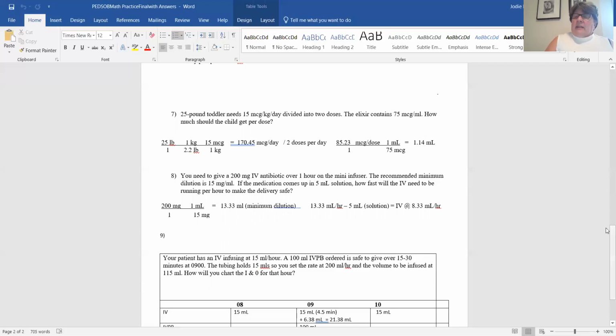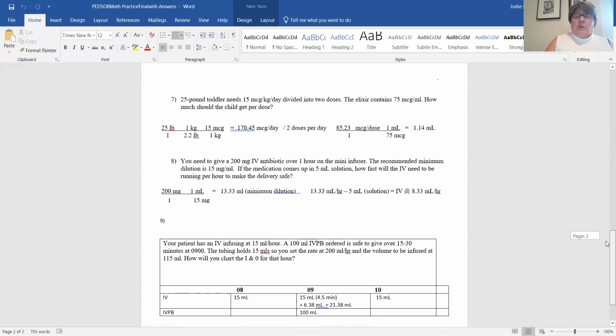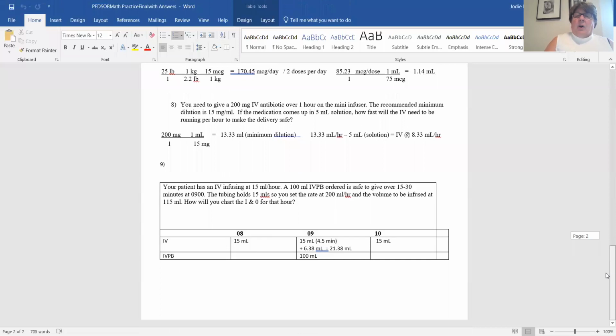The next one, you need to give a 200 milligram IV antibiotic over 1 hour on a mini infuser. The recommended minimum dilution is 15 milligrams per milliliter. If the medication comes up in 5 milliliter solution, how fast will the IV need to be running per hour to make the delivery safe?